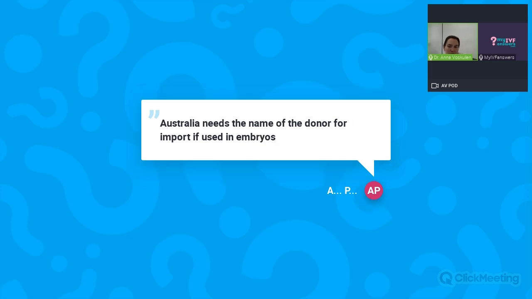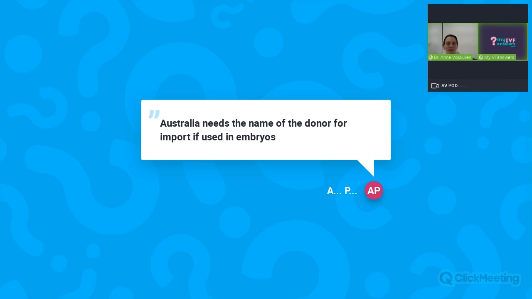Yes, of course. Actually, Angela has added some info. Australian is the name of the donor because it's not anonymous for import if used in embryos. No, then it would not be possible, because here, egg donation is totally anonymous. You cannot know the name of the donor, so it would be impossible to give you the name of the donor. Exactly. So I guess this is the part where it's impossible, simply because, of course, the legislation is different between Spain and Australia then. Exactly. Yeah. All right, of course. Thank you still for the clarification here.